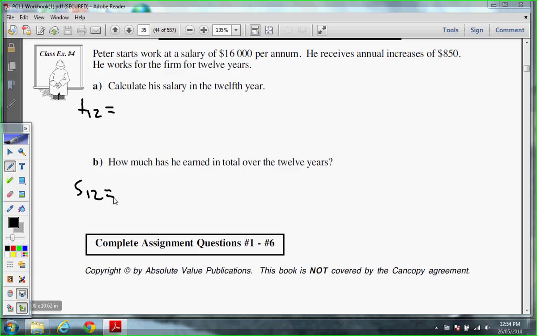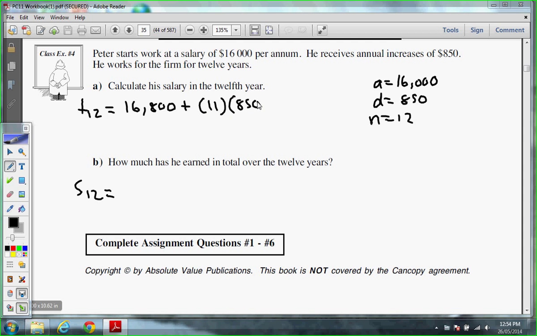So calculate his salary in the 12th year. Let's figure out our A's and stuff. Our A is still going to be 16,000, because that's how much he starts with. D is the 850. And we know N is 12. To figure this one out, we use just our regular formula: 16,000 plus N minus 1, which is 11, times 850. That will kick out our T12 answer. Our T12 answer is 25,350.